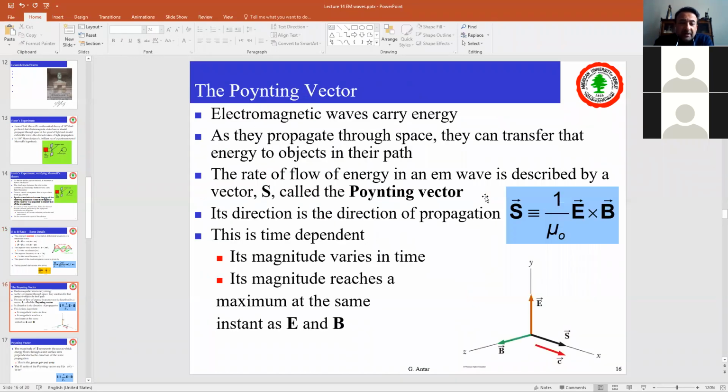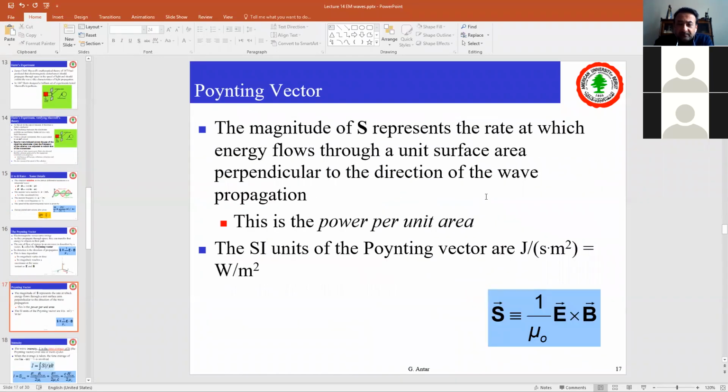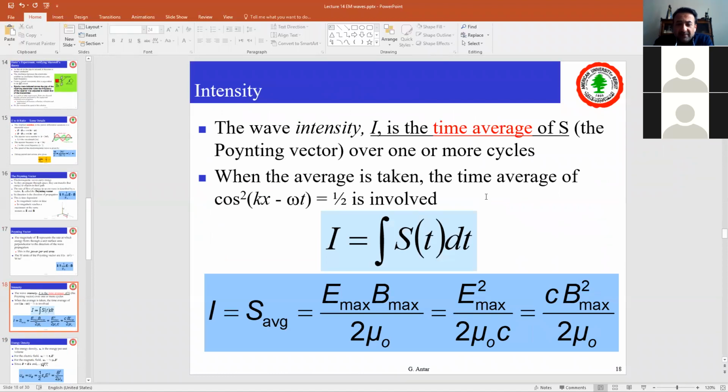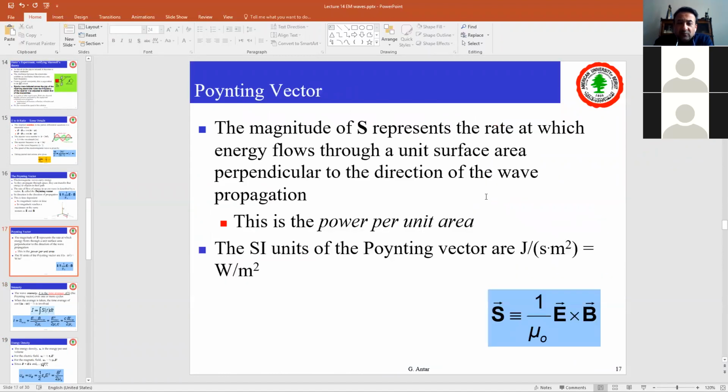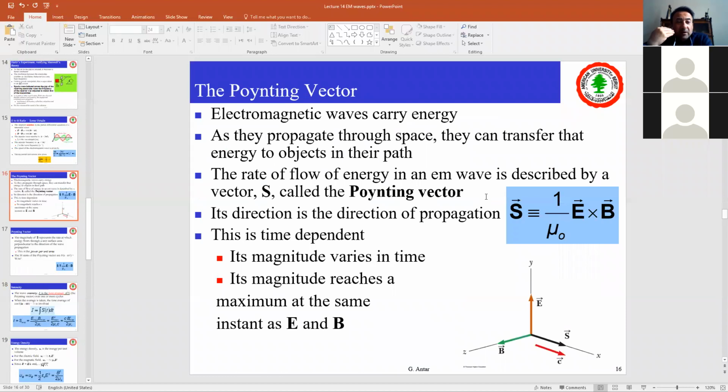From this propagation, we're going to define the Poynting vector. The reason I define the Poynting vector is simply to tell you how the energy propagates, and this vector is given by E cross B. So it's perpendicular to the electric field and perpendicular to the magnetic field. Thus, the Poynting vector goes in the same direction as the propagation.